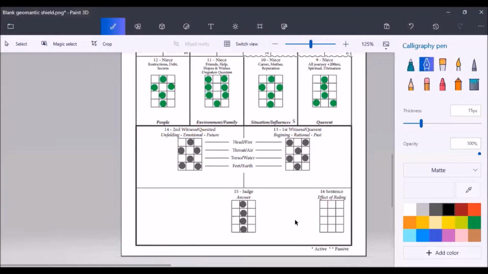So generally speaking, a favorable judge derived from two favorable witnesses is the best sign, right? It's good all across the board. The right witness says yes, left witness says yes, judge says it's just a party. Everybody's saying yes.